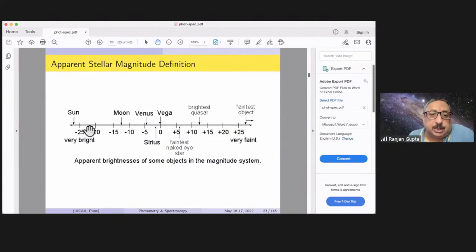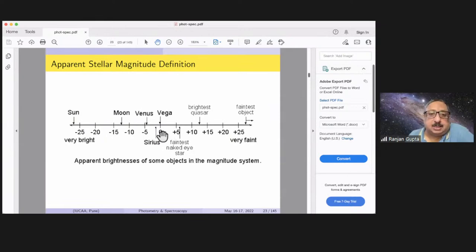So what is shown here is minus 25. Very bright, negative number means it is bright. And positive will be very faint. So right from minus 25 to plus 25, this is the faintest. Even today with bigger telescopes, you can go beyond, but you have to take many pictures and add them. So normal human eye, I have specs, but people having normal eye, in the night can go up to plus 6 magnitude.